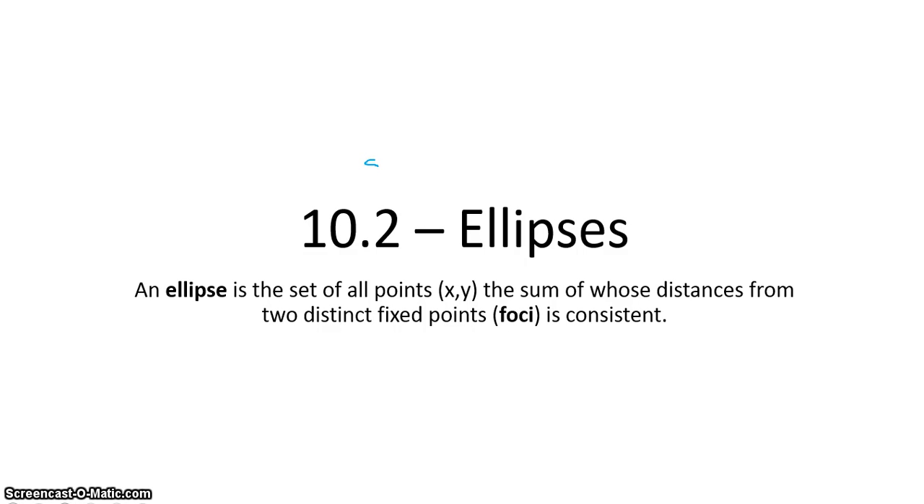Continuing our study of conics, 10.2 focuses on ellipses. An ellipse is the set of all points (x, y), the sum of whose distances from two distinct fixed points, which we call foci, is constant.